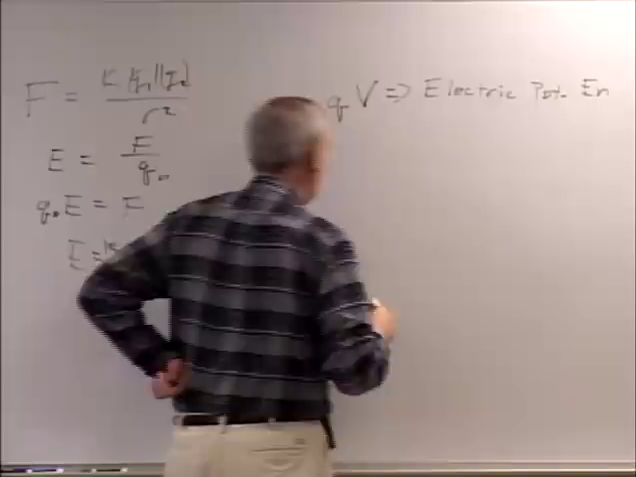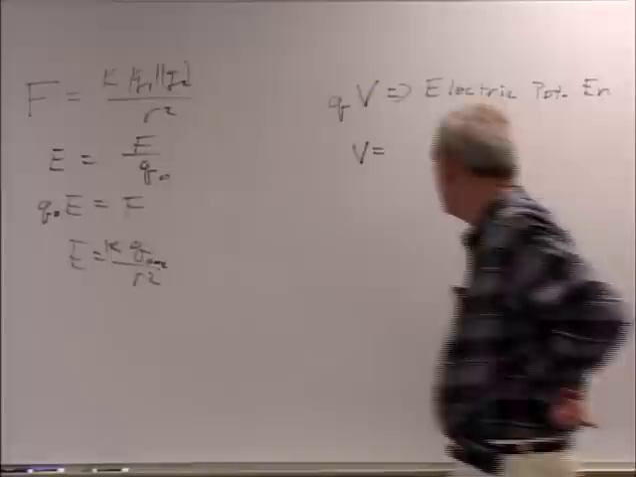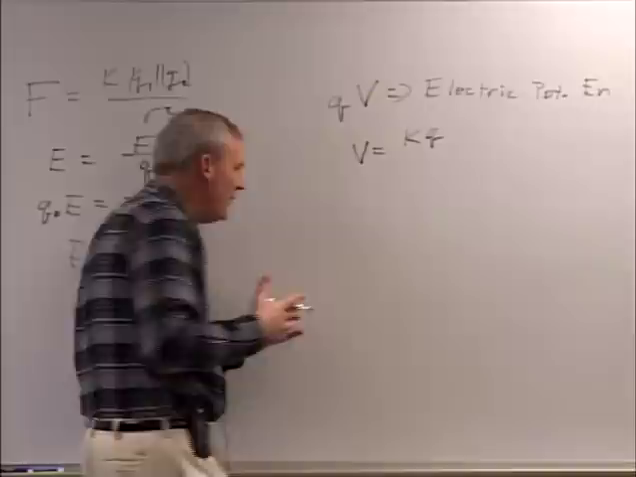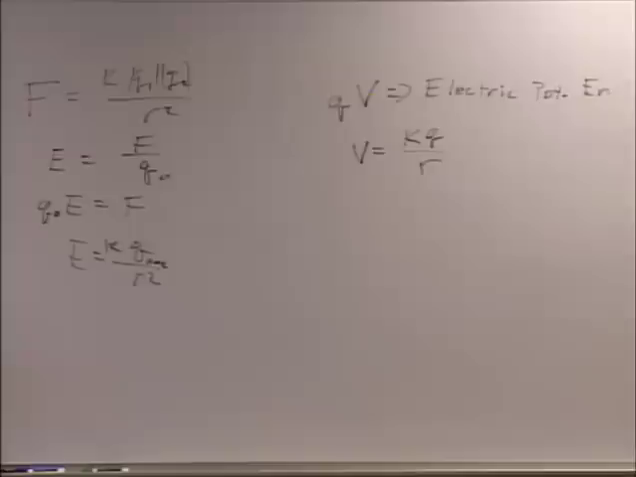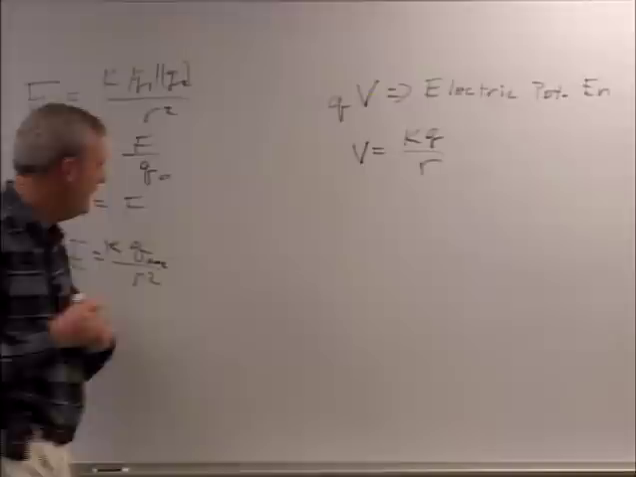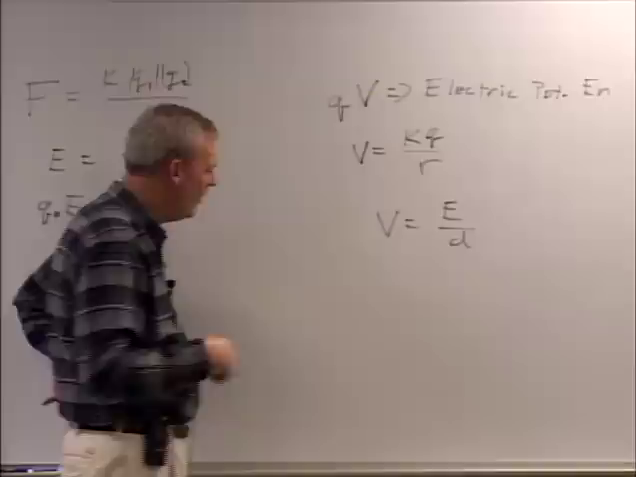where V is equal to K times the Q enclosed that we're talking about, divided by R. That's the way you compute the potential difference, okay? And V also equals, another way you'll see it, V is equal to E over some distance D, or over delta X, or some distance X, okay?